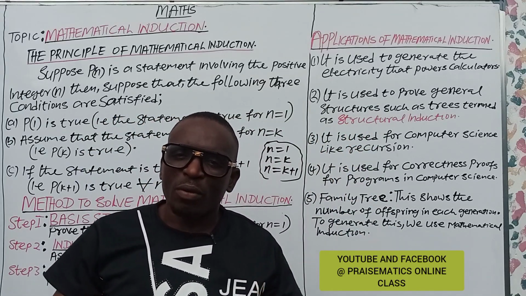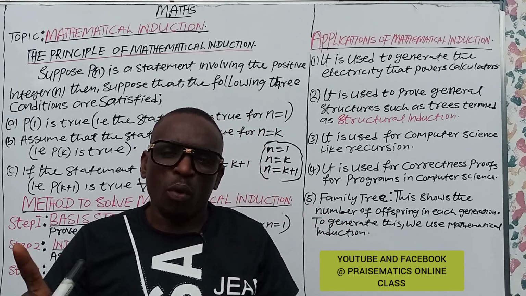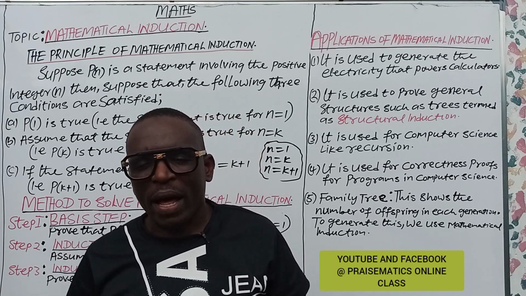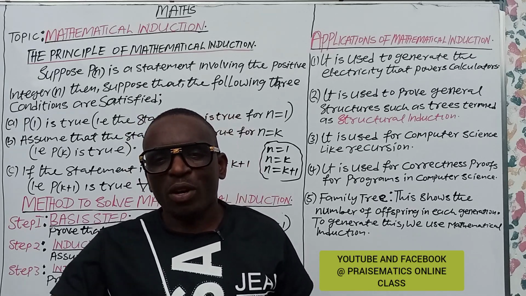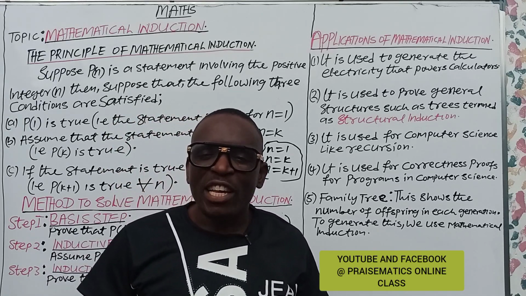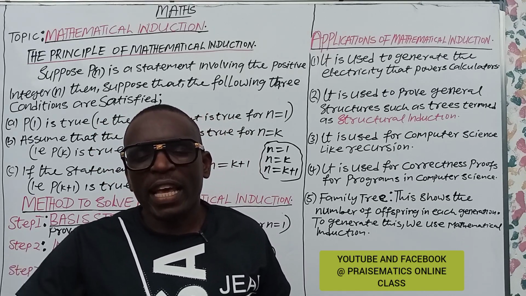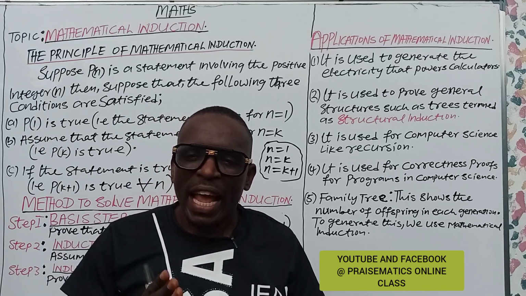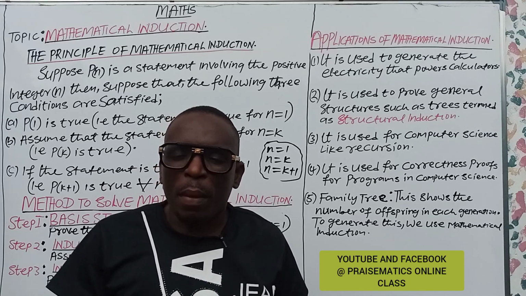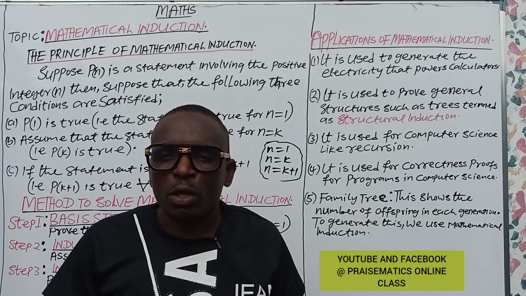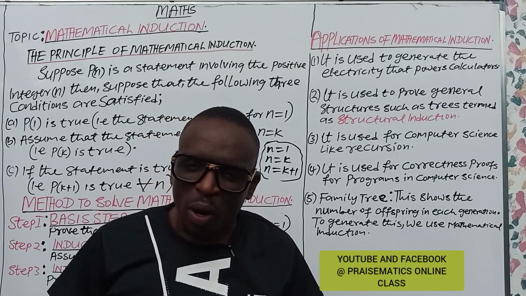Remember that in mathematical induction, you are going to look at the three cases. Case 1 is when you test for p of 1. That is when n is equal to 1. Two, you test for p of k. That is when n equals k. Finally, you now test for p of k plus 1. That is when n equals k plus 1. If it is true, you can now say hence p of 1, p of k and p of k plus 1 are true for all positive integers, or you say natural numbers.